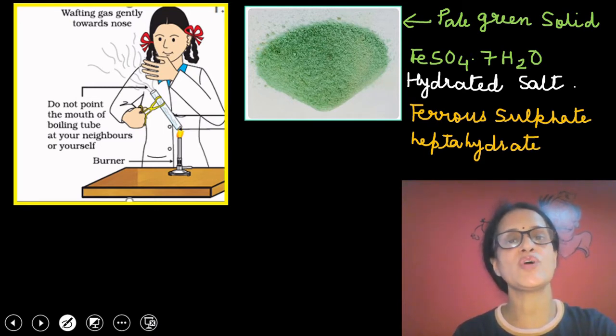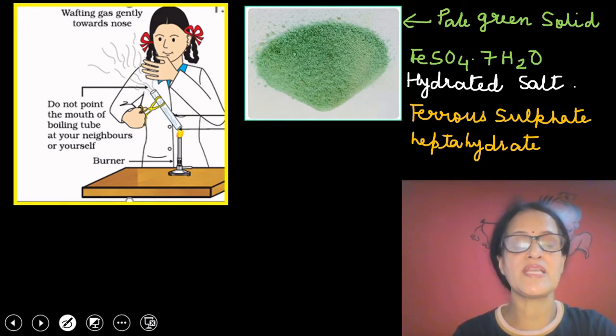You will take around 2 grams of ferrous sulfate, which is pale green in color, in a boiling tube, and you will hold it carefully with the help of a pair of tongs and heat it gently. You will find that initially the pale green color changes to white. On further heating, the color changes to brown with the evolution of gases with the smell of burning sulfur.